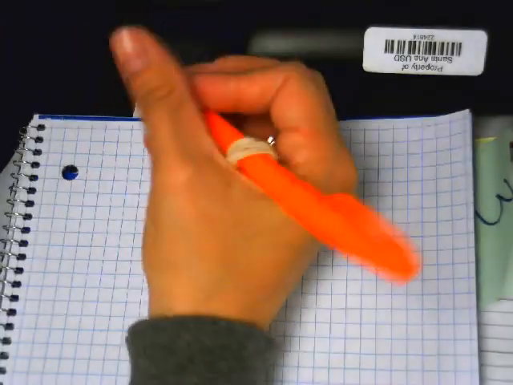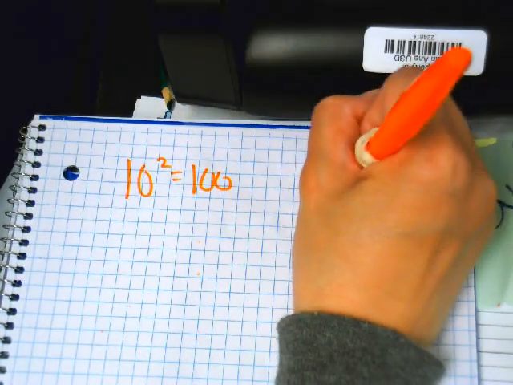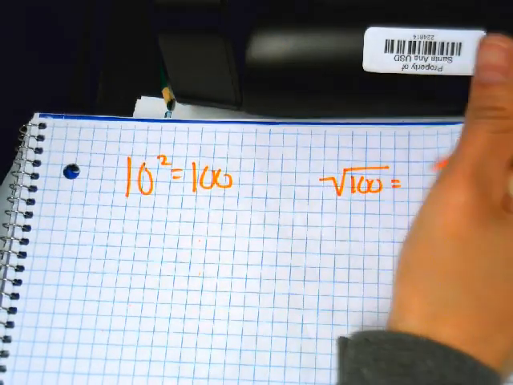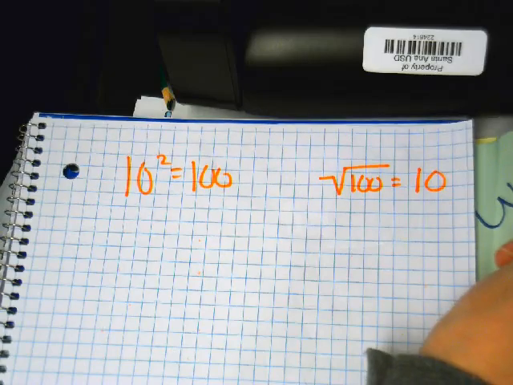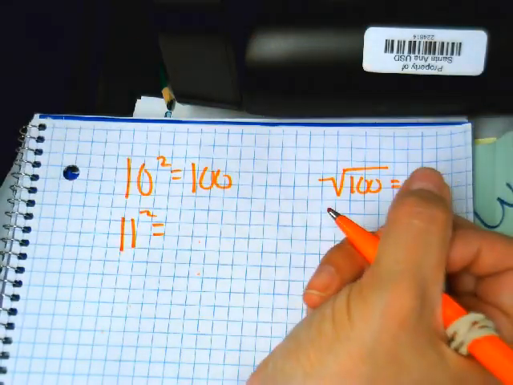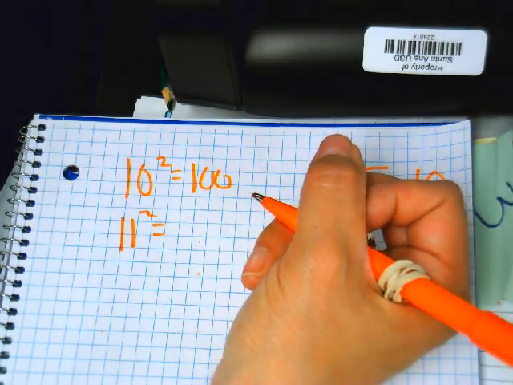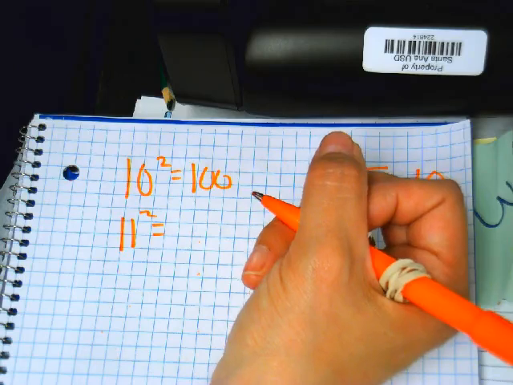Okay. 10 squared? My favorite. 100. 10 squared is 100. So the square root of 100 is 10. 11 squared. No, it's 11 times 11. 121.